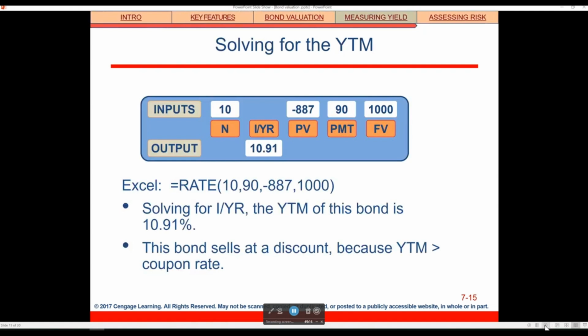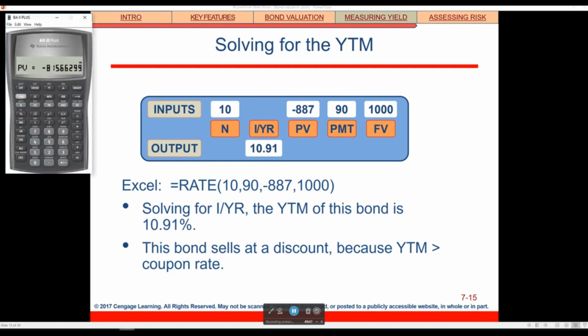So let's solve for the yield to maturity using the calculator first. They provided you with information concerning the number of periods, the payment, the present value, and the future value. So you're going to input all these values in your calculator and solve for I/YR, which will be your yield. So you're going to do number of periods equals 10, payment 90, future value 1000, present value minus 887, and compute for the interest rate.